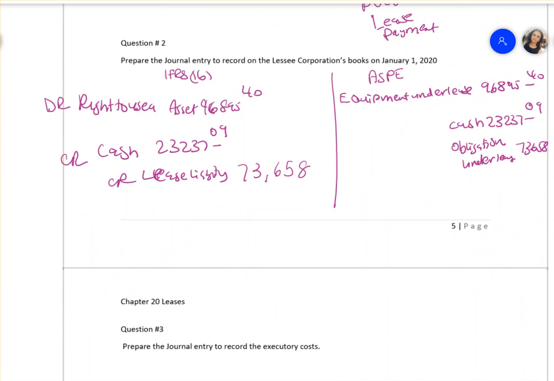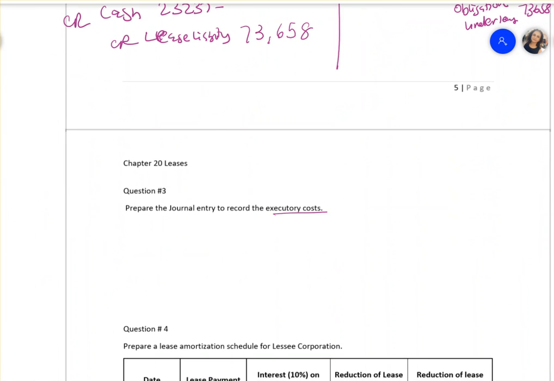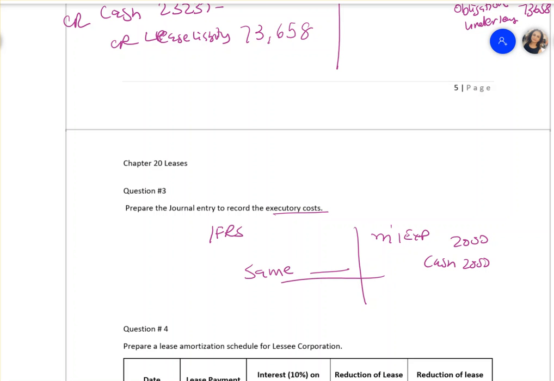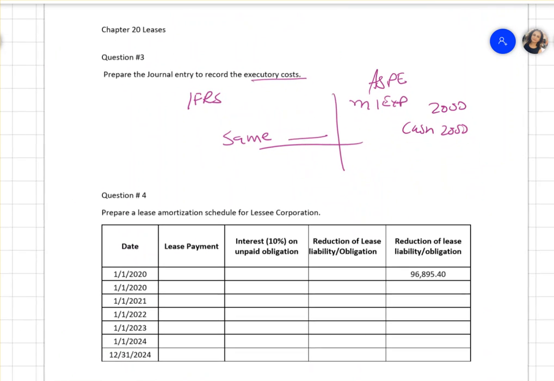Then your other entry, executory cost, stays the same. I'm not going to write it at both places. It's just a maintenance expense, and credit your cash of 2,000, and this is also 2,000. So the entry is the same under both, under IFRS and under the ASPE rules and regulations.